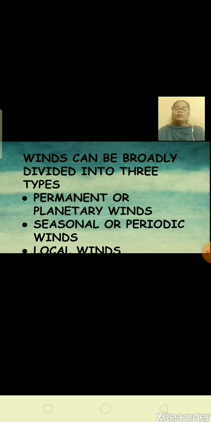Now we move on to the next type, that is local winds. Children, in many parts of the world, winds with special characteristics blow over small areas. These winds blow for a short time. Such winds are called the local winds. Most of them are seasonal and their names are usually derived from regional languages. Some of these winds are Lu, Chinook, Harmattan, etc.